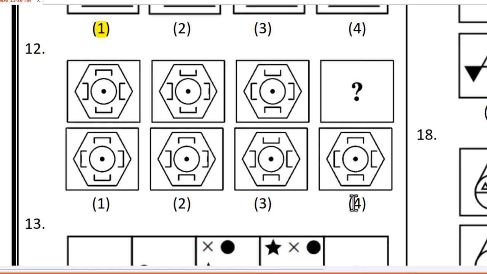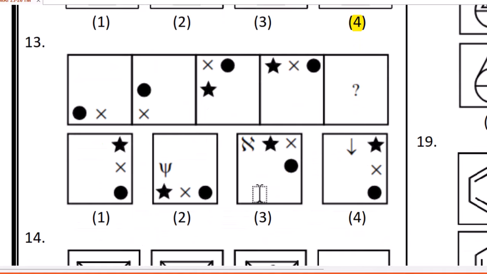Question 12. Correct answer: 4. Explanation. The small line segment connected to the center dot rotates 60 degrees clockwise in each step, pointing to the next vertex of the inner hexagon. The next position is the vertex on the right.